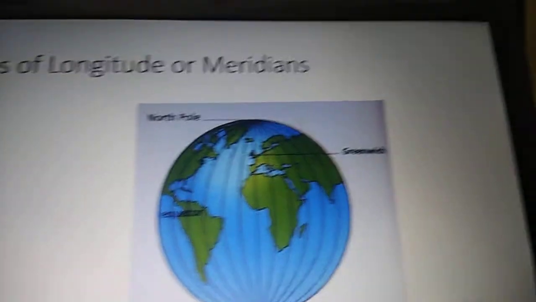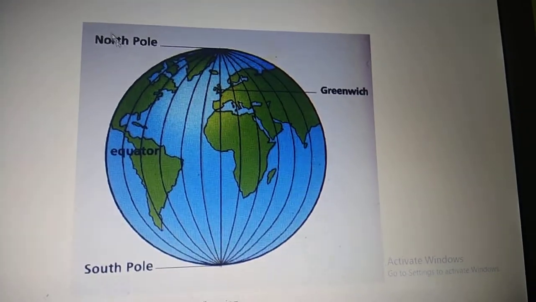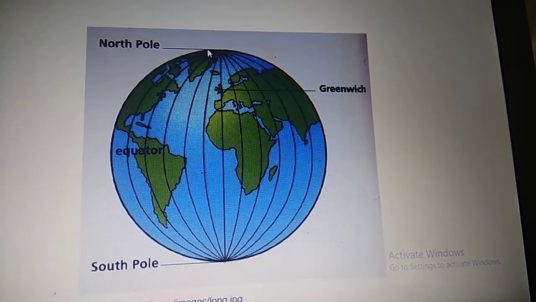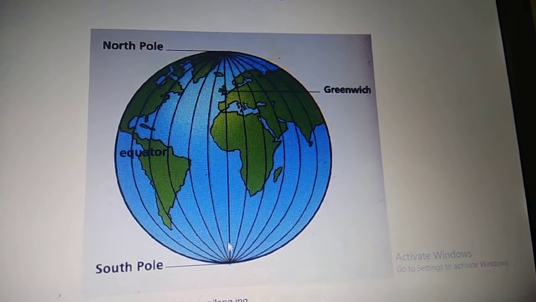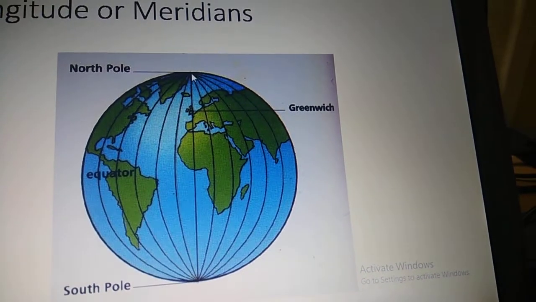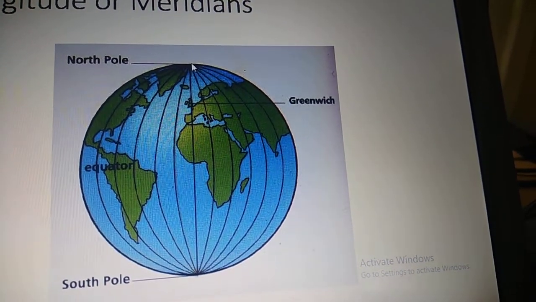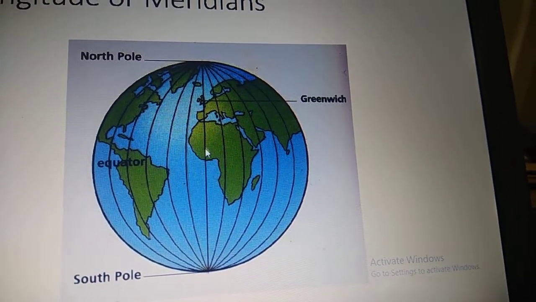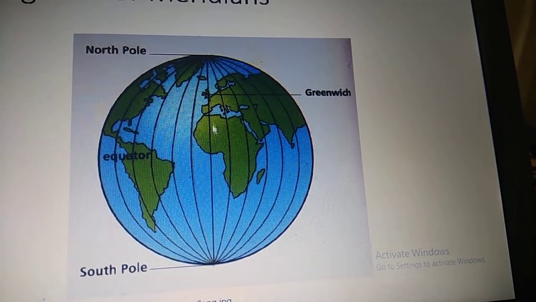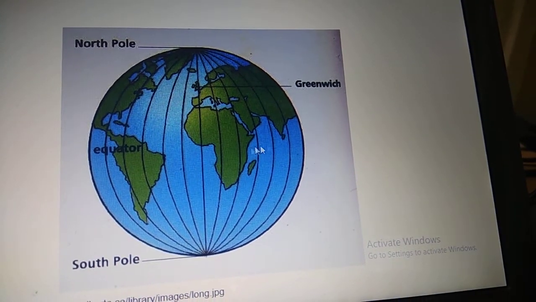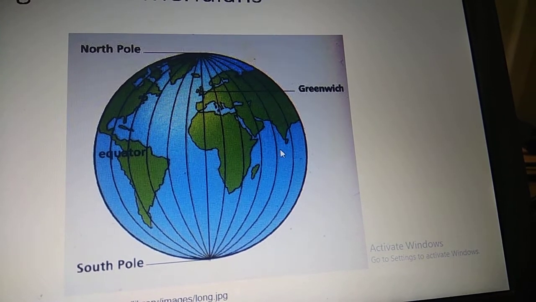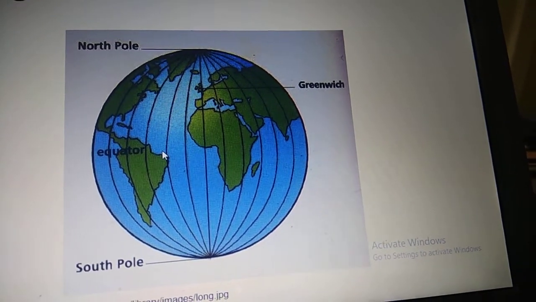Now let us look at this figure. You can see here they are semicircular lines running from North Pole to South Pole, and the starting point is here, 0 degree, which is called the prime meridian. And where does it pass through? You can see London is here, passing near London. This point they have taken as the starting point, which is numbered 0. Because it is 0, it is dividing the earth. The right side is east and the left side is west. It is dividing the earth into two hemispheres, the eastern hemisphere and the western hemisphere.